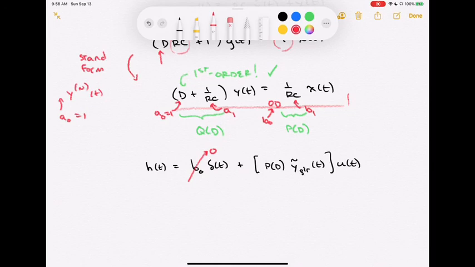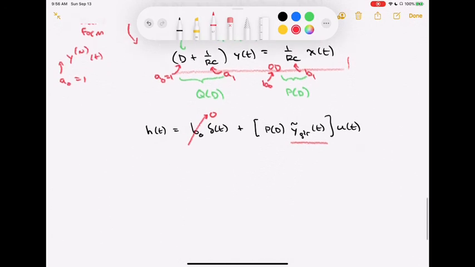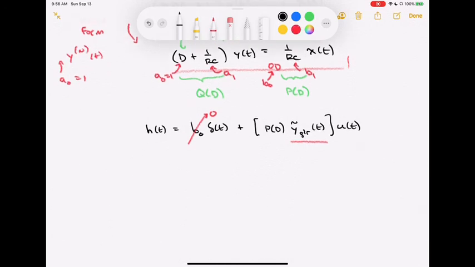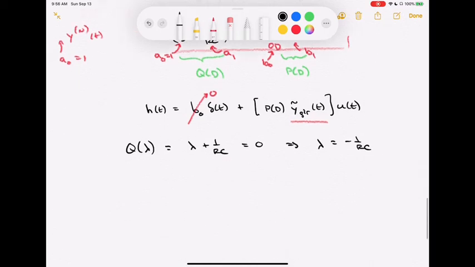The next thing that I'm going to need is to find that y tilde zir of t. It's a first order system. It should be comprised of a single mode. What do I need? I need to know what the characteristic root is. I get that characteristic root by looking at q, replace D with lambda. So I'm going to look at q of lambda. In this particular case, we can get it right off the differential equation. So I'm going to get lambda plus 1 over RC. That's the characteristic polynomial. Set it equal to 0. That's the characteristic equation. Solve that for lambda, and I get lambda equaling minus 1 over RC. That is the characteristic root, right?